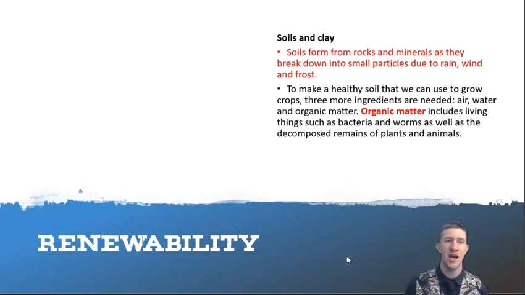In order to make a healthy soil that we can grow crops, we need 3 ingredients. We need air, we need water, and we need organic matter. This organic matter is living things such as bacteria and worms, but it can also be the decomposed remnants of other animals. This could be leaf matter, anything that's broken down. So both of those things combined gives us the organic matter, and we need that to have healthy soil.